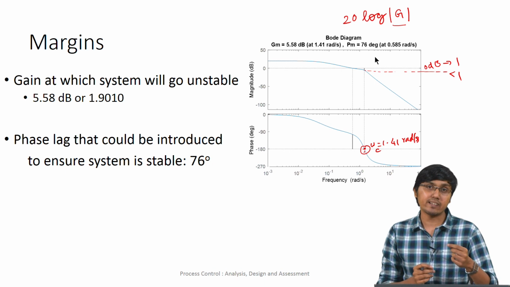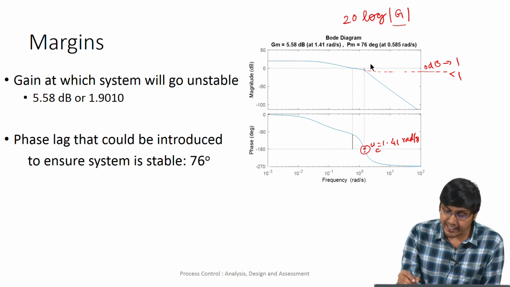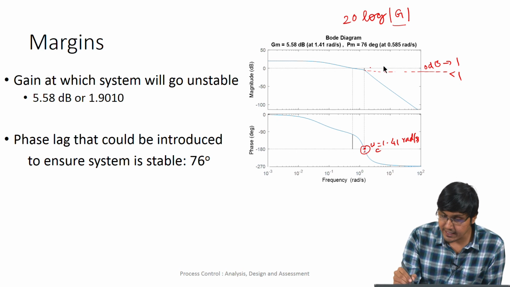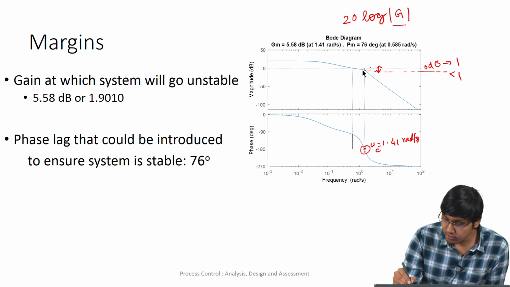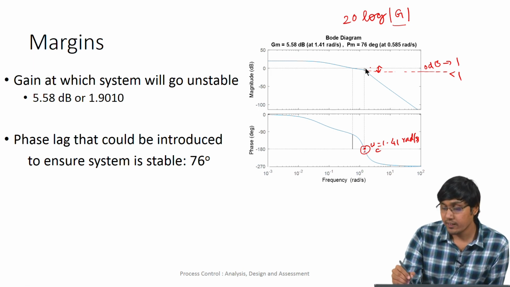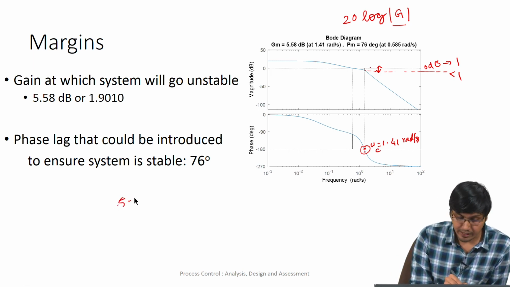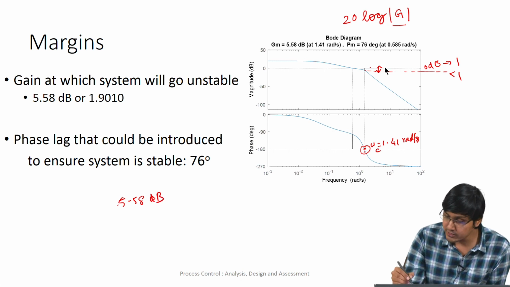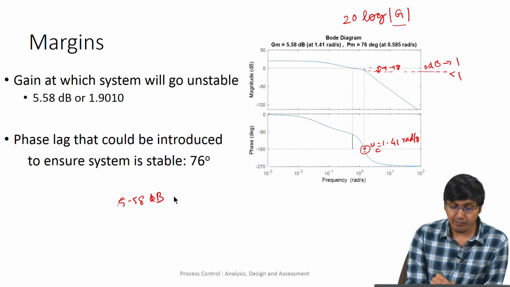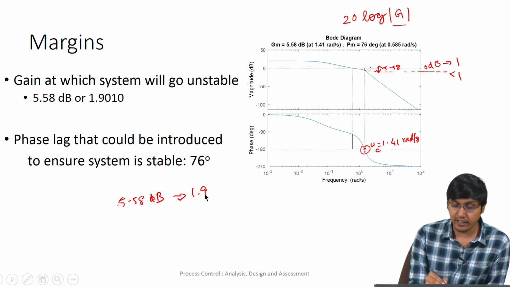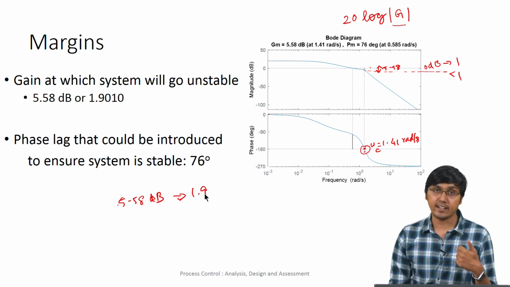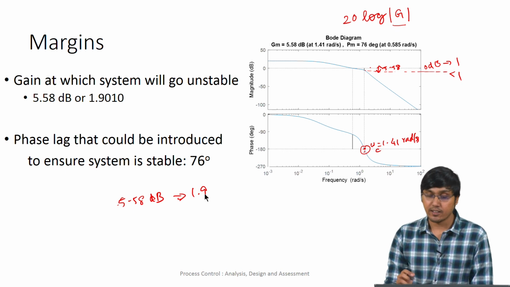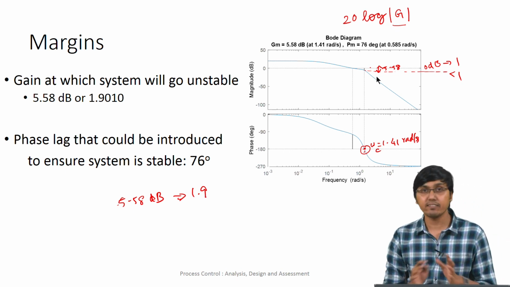So, if I just multiply the system with, for example, let us take here, okay. In this case the gain margin is the difference between this particular value, the gain at omega c, and 0 dB, which is nothing but 5.58 dB, which is nothing but 1.9. Remember, for the same system we analyzed the root locus, and we found that the ultimate gain was 1.9. That is the same thing here.